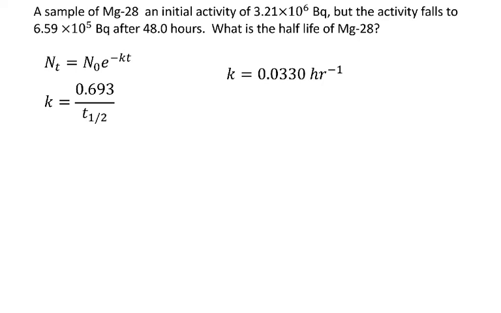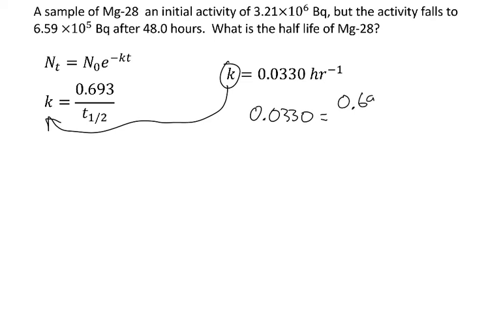All right, so now I can take my k, I'll plug it in here, and I can solve for the half-life. So 0.033. All right, so the first thing I'm going to want to do, since the thing I'm solving for is in the denominator, I want to get it out of there. So I'll multiply both sides by the half-life. So I get 0.033 times the half-life.